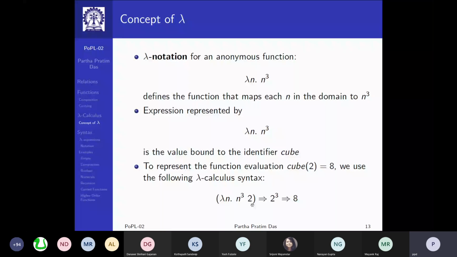So what is the value that cube is bound to? It is this whole expression. So we take that whole expression, the function abstraction, and apply it, invoke it, for the parameter 2. So here is the abstraction and here is the application. This is the basic concept of lambda. It is as simple as that.